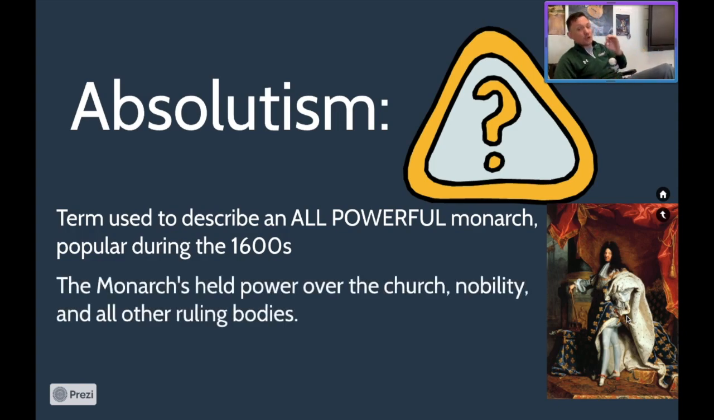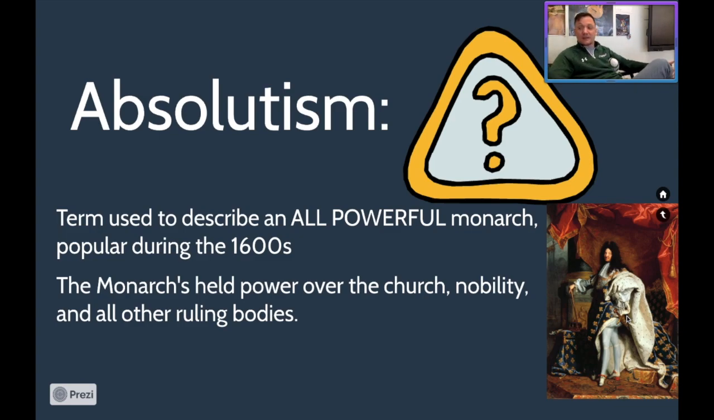Now, the thing you also need to understand is that absolutism hinges on the idea that the all-powerful monarch has power over the church, over the nobility, and over every other ruling body in general. Whatever they say goes, right? If it's off with their head, it's off with their head. If it's Taco Tuesday forever, it's Taco Tuesday forever, all right? Absolutists hold complete sway and do not have anybody that goes against their authority whatsoever, right?